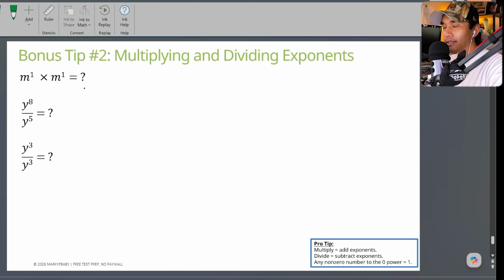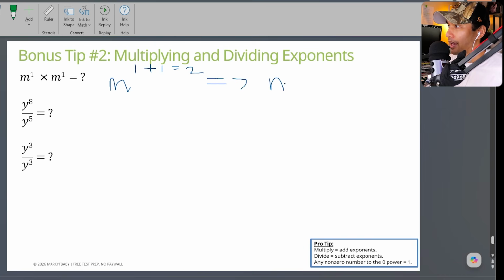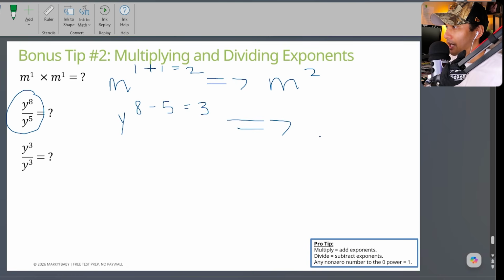Next bonus skill, okay? I've gone over this on my previous slides, but let's go in depth on this. When you have m^1 times m^1, this actually means m, and then the exponents are added at the top here. So then this fully equals m squared, okay? When you divide, the exponents are subtracted. So you have y^8 over y^5, 8 minus 5 equaling 3, and then it becomes y to the third power, okay?